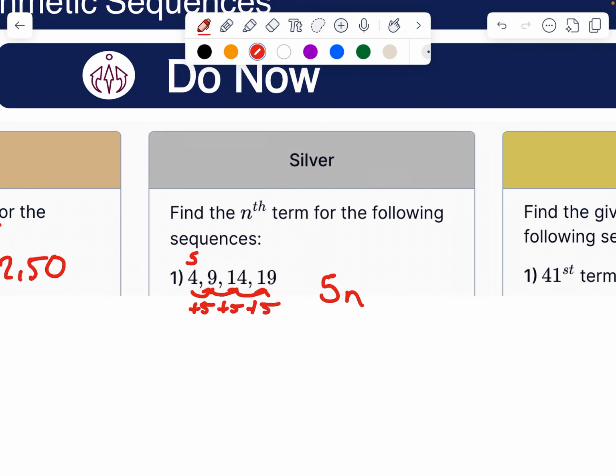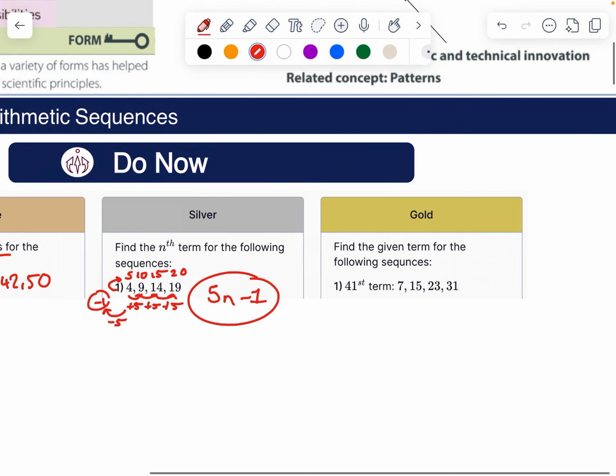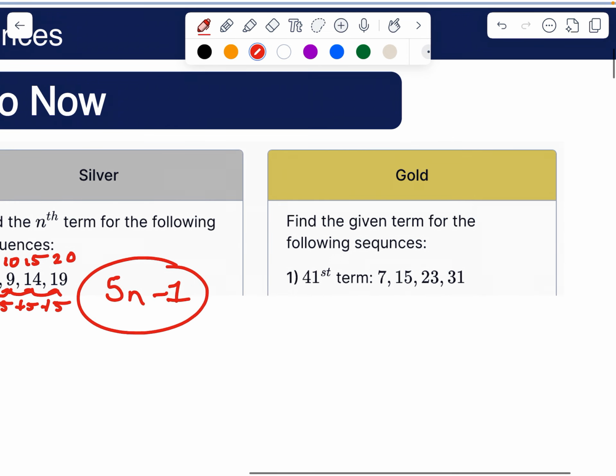However, if you wrote your 5 times tables above, you should notice that your sequence is actually 1 less than this, so it's subtract 1. Some people like going the opposite way and doing the opposite of what the difference is. That will also get you the constant, but that's the nth term. And then the last one for gold says, can we find the 41st term?